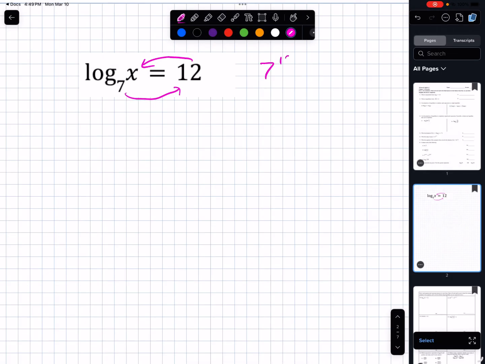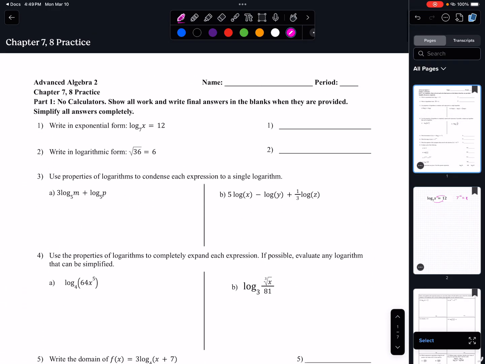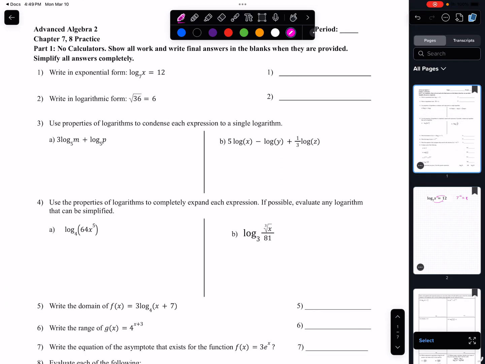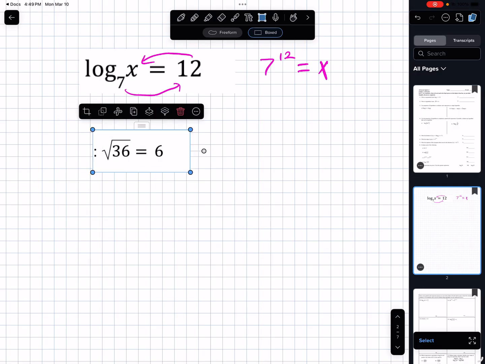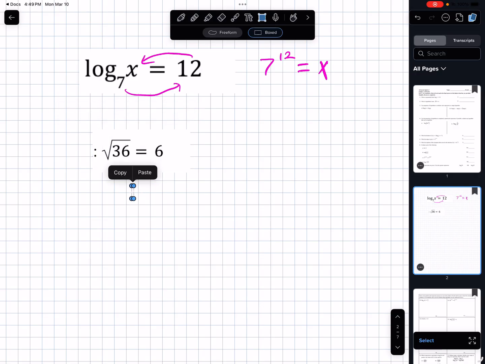So 7 to the 12th equals x. Good. Next one, log form. So this one's just a little tricky how they do it. So we're going to go here, copy, paste. So 36 is the same as 36 to the 1/2 power.